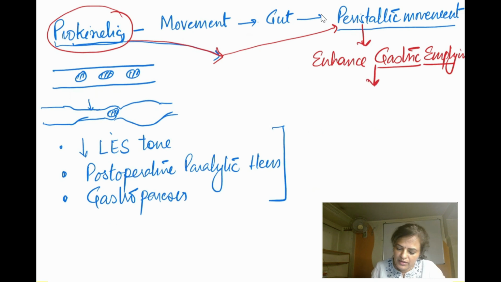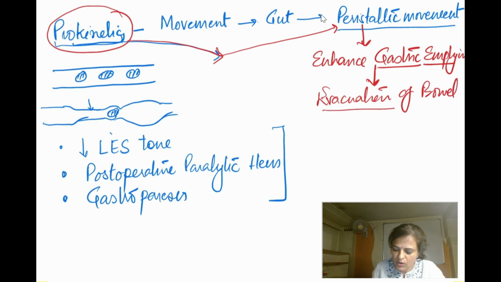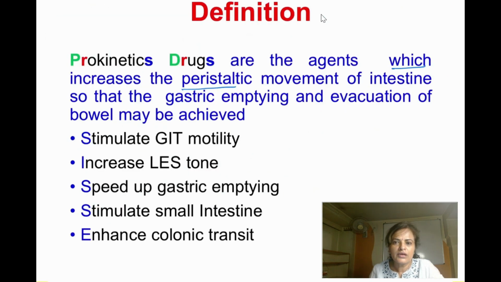There will be emptying and further it leads to evacuation of the bowel. And all this happens in a very coordinated way. Now let's see what is a prokinetic drug. So prokinetic drugs are the agents which increase the peristaltic movement of the intestine so that gastric emptying happens and even evacuation of the bowel may be achieved.